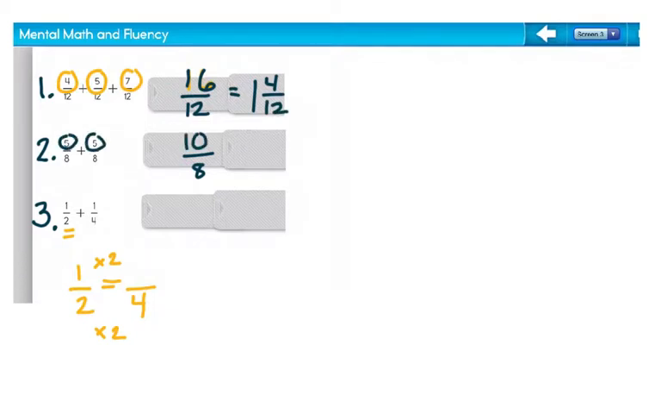5 plus 5 is 10. Same thing, the numerator is larger than the denominator. It's greater than 1 whole. So I'm just going to show you that it would also be equivalent to 1 and 2/8. And lastly, I can change 1/2 into 2/4 and then add 2/4 plus 1/4 to give me 3/4.